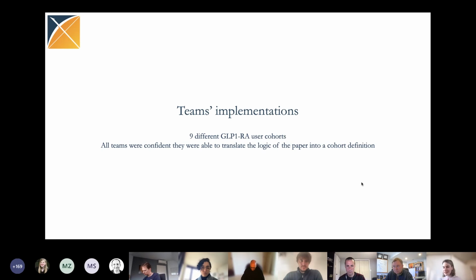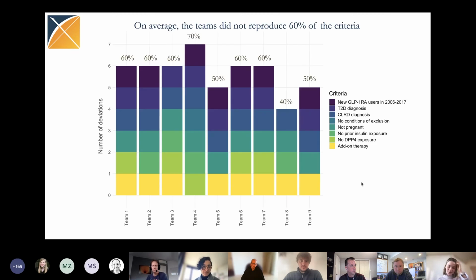We also asked the teams to implement it, so we had 9 different GLP-1 receptor agonist user cohorts. Our teams were really confident that they could translate the logic of the paper into the right cohort definition. They really thought they could get it right. Let's take a look at how many criteria they actually got right.